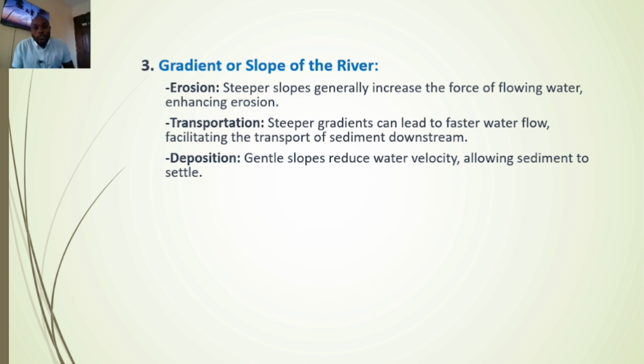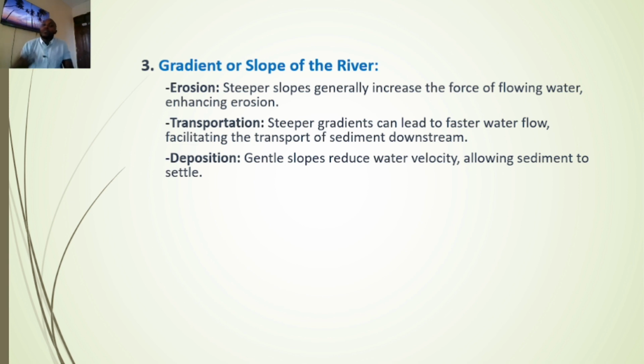Okay, so erosion: steeper slopes generally increase the force of flowing water, enhancing erosion. When we have slopes that are steeper, they're going to increase the force of flowing water, and that will enhance erosion. All right, and then we have transportation. How will gradient affect transportation?